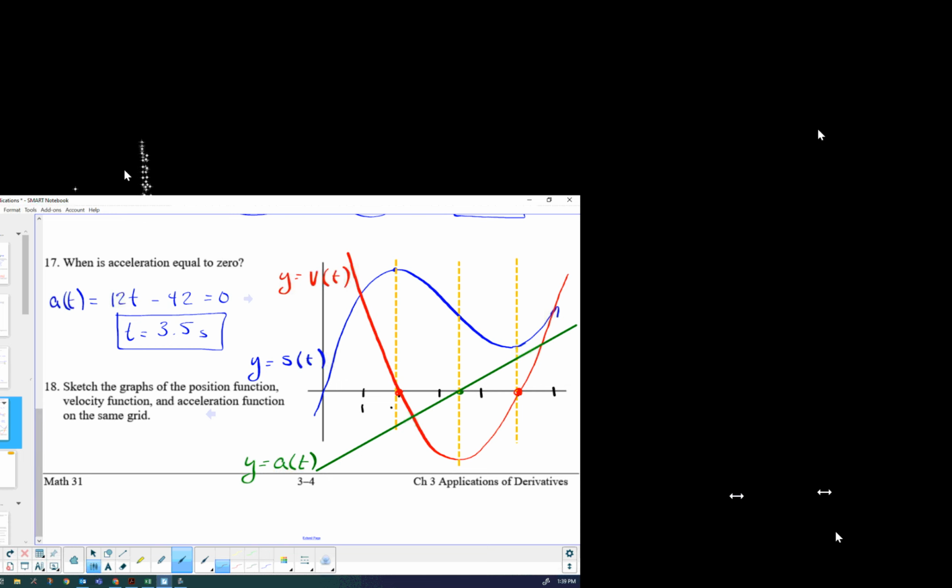This is 1, 2, 3, 4. Vertically, we don't know what the scale would be, and it would have to be different for each graph. The units are different vertically. There we go. Have a good day.